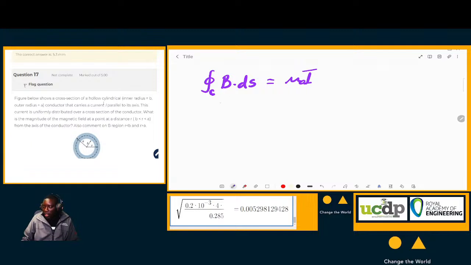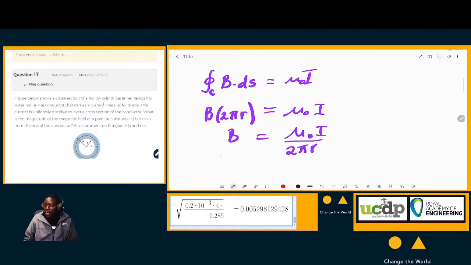If we do a line integral along the dotted line as shown in this diagram, we have B multiplied by 2 pi r, which is the perimeter of that circle, equal to mu naught I, and therefore B is equal to mu naught I over 2 pi r. So this is the value of the magnetic field due to the current enclosed by the region shown by the dotted lines.